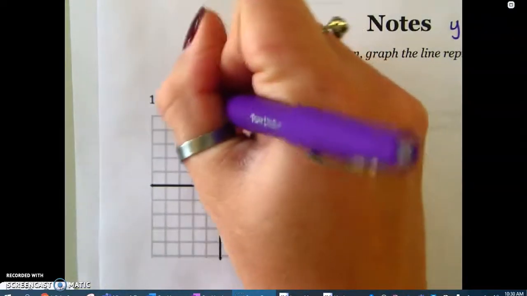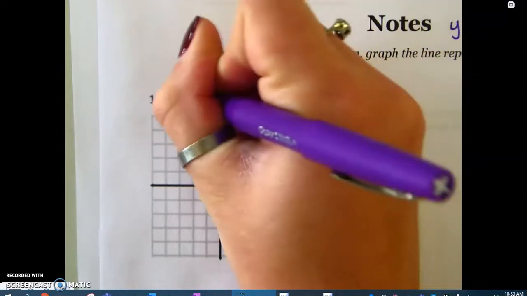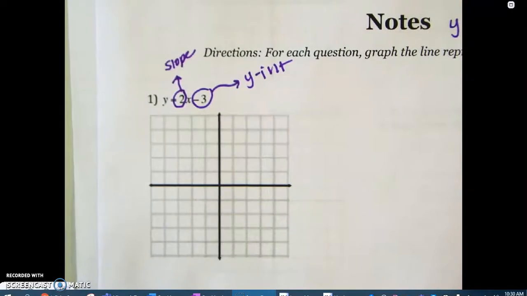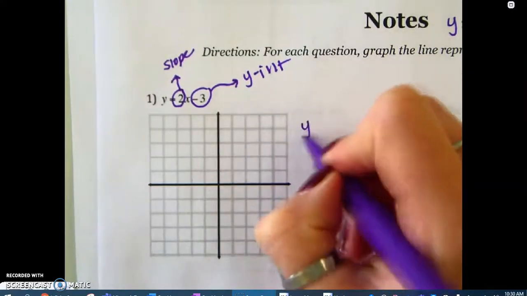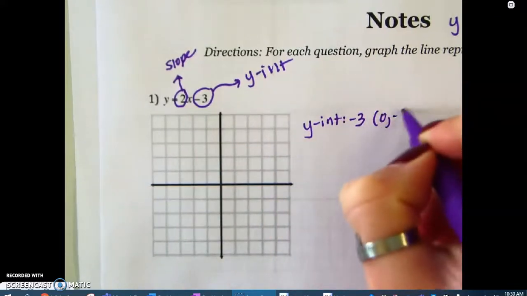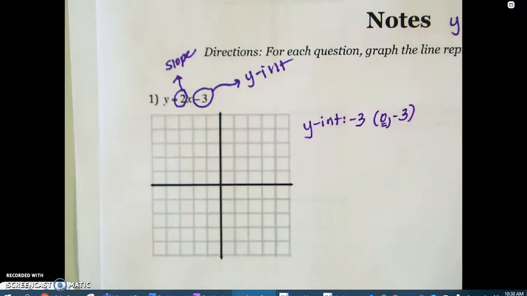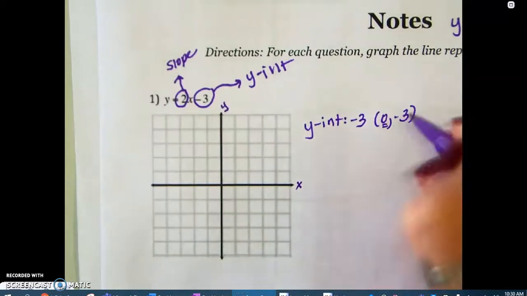So I know that this is my y-intercept. And that gives me an actual point on my graph. And I know that that number is my slope, or you might call it your rate of change. Those are synonyms. So the first thing I'm going to do is plot my y-intercept. I know that if my y-intercept is -3, that point will be 0, -3, because my x coordinate is always 0 on my y-intercept. So the first thing I'm going to do, besides label my axes here, is plot that 0, -3.